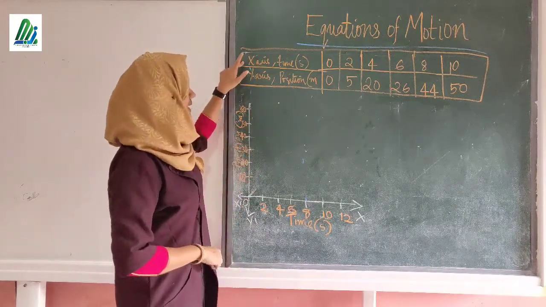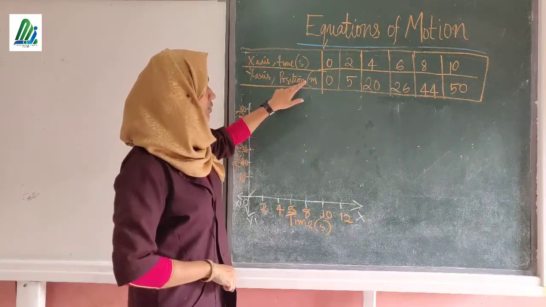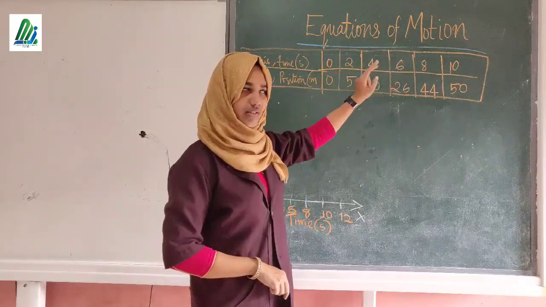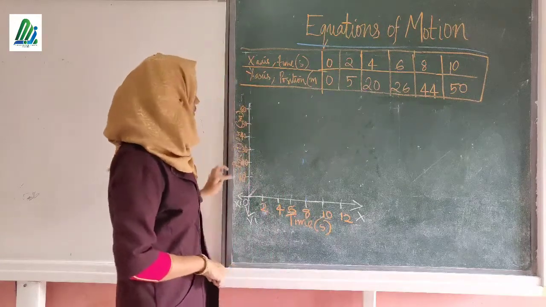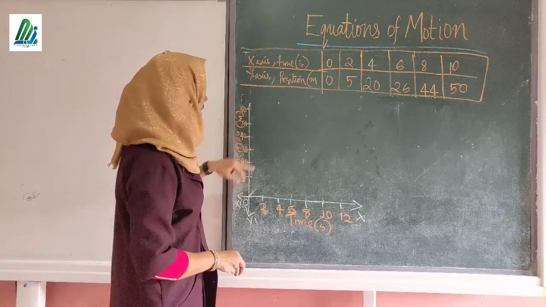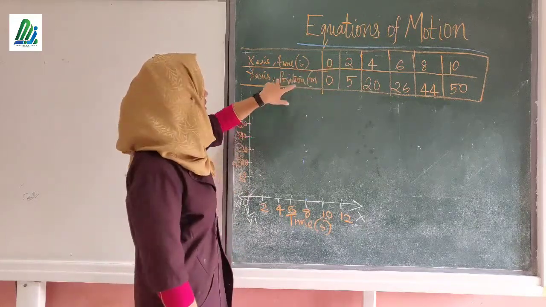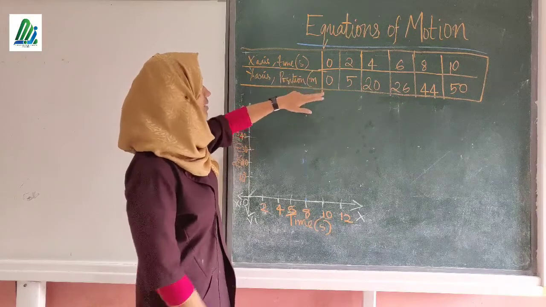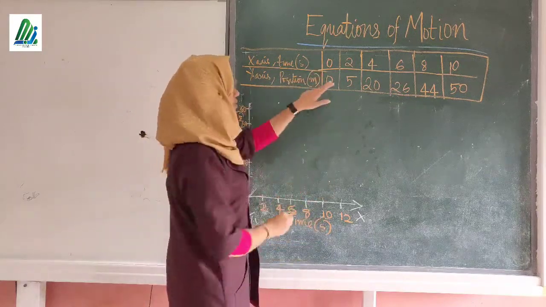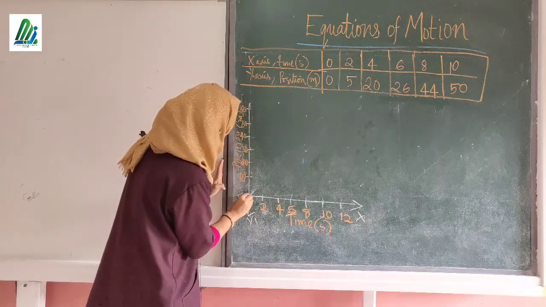On the x-axis we mention time, and on the y-axis we mention the position. Here the data is given, so I am going to draw a graph. At time 0 on the x-axis, the position in meter is also 0. So I mention that point here.